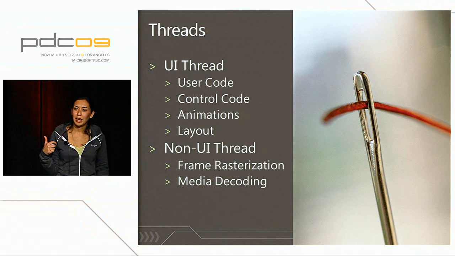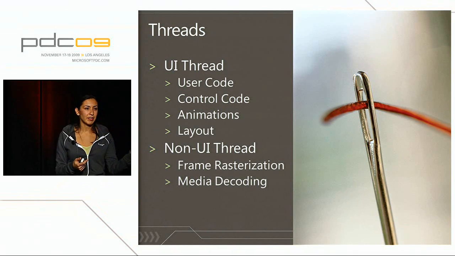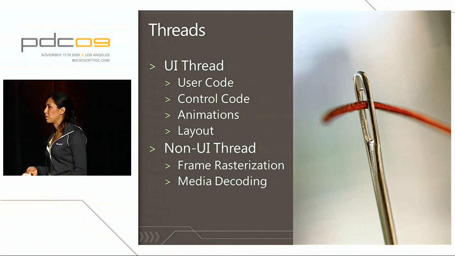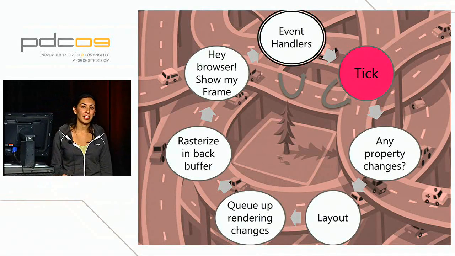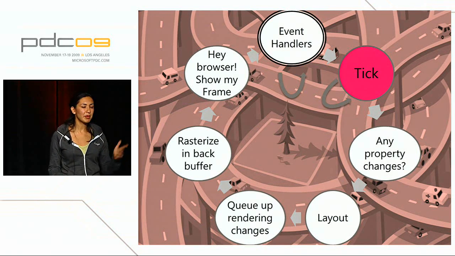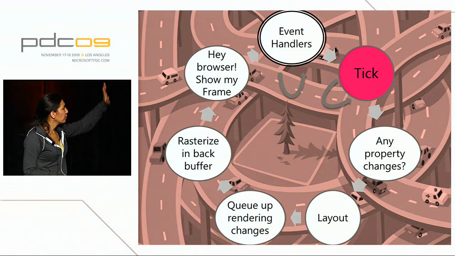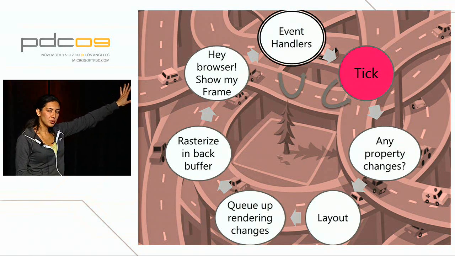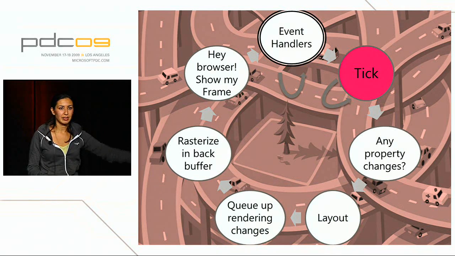Off thread, we have the frame rasterization, so the stitching together of the final scene, and the media decoding. And of course, everything that is relegated to the GPU is also semi-off thread. It is dependent, however, on our tick loop, on our draw loop. How many of you guys have seen this diagram before? OK. So what this loop does is it's what happens every 33 milliseconds.